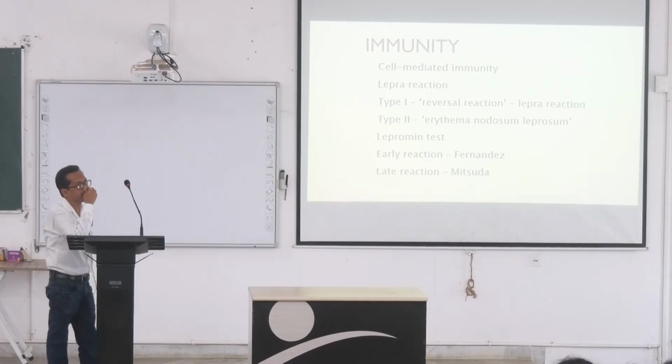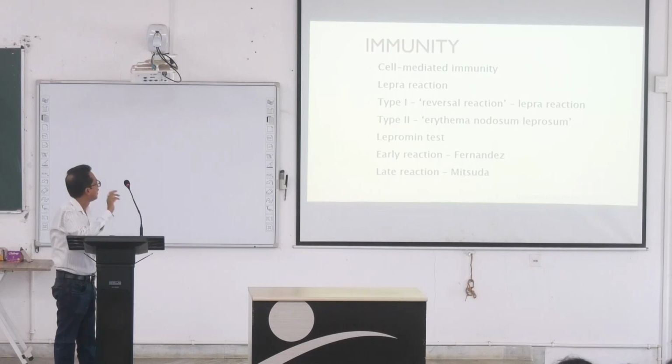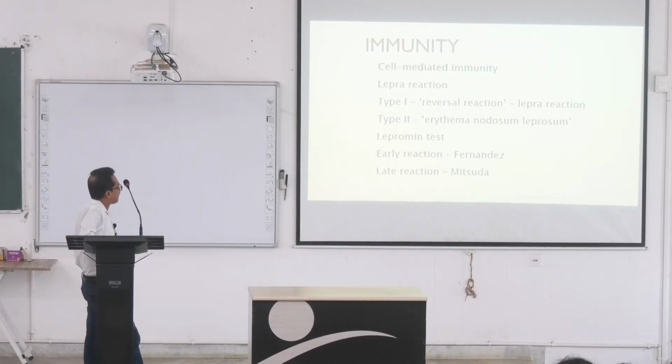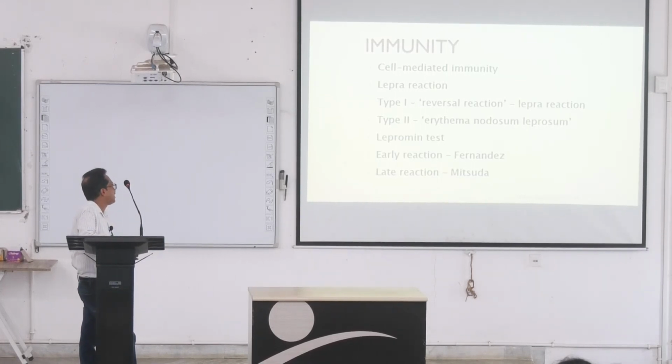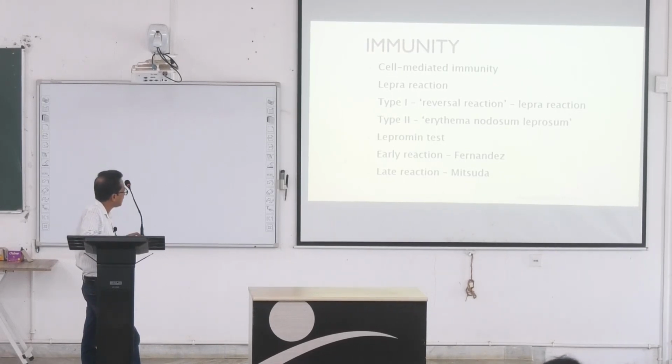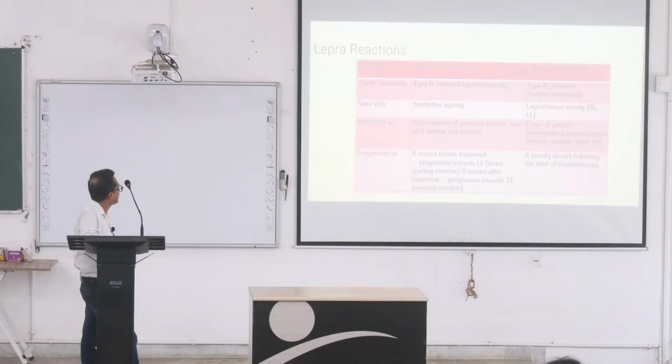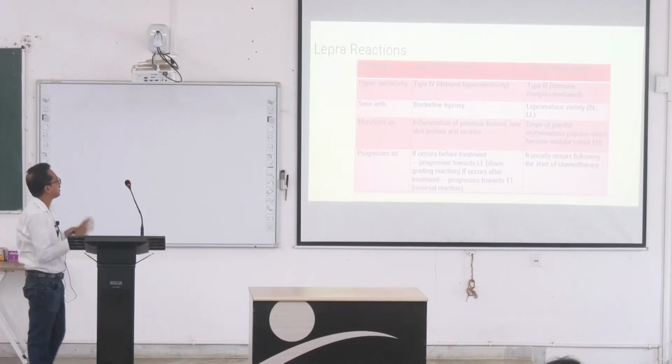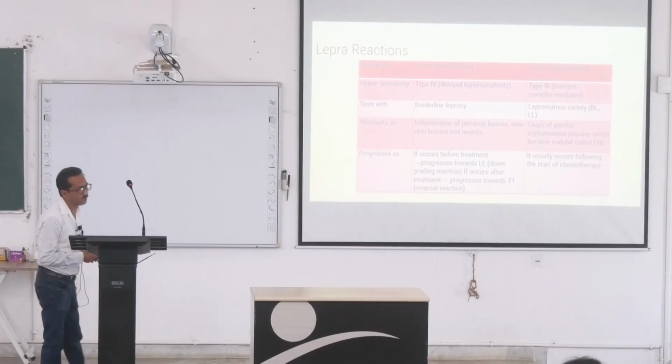Now lepra reactions. You should read lepra reaction because it also comes as a short note. There are two types of lepra reaction: type 1 and type 2. Type 1 is reversal reaction or lepra reaction. Type 2 is erythema nodosum leprosum. In the lepromin test, the early reaction is Fernandez and the late reaction is the Mitsuda reaction. We'll come to the details. So this is lepra reaction 1 and lepra reaction 2.